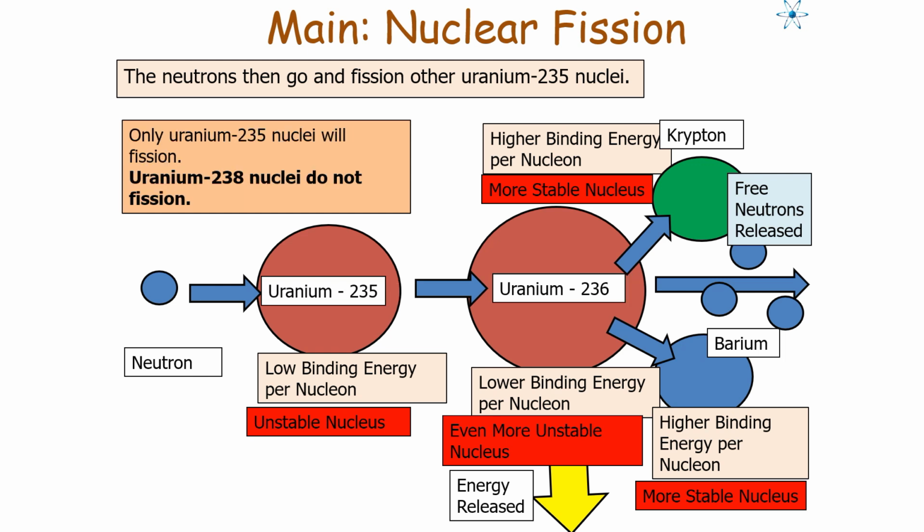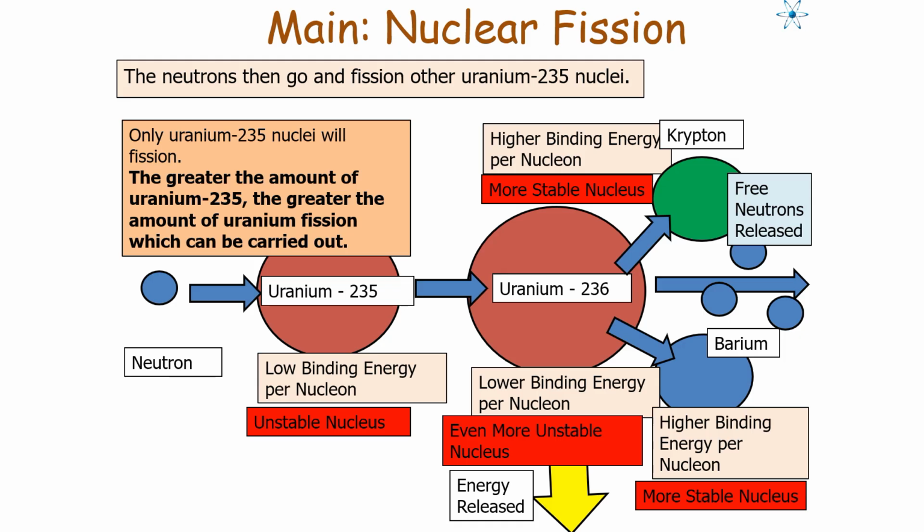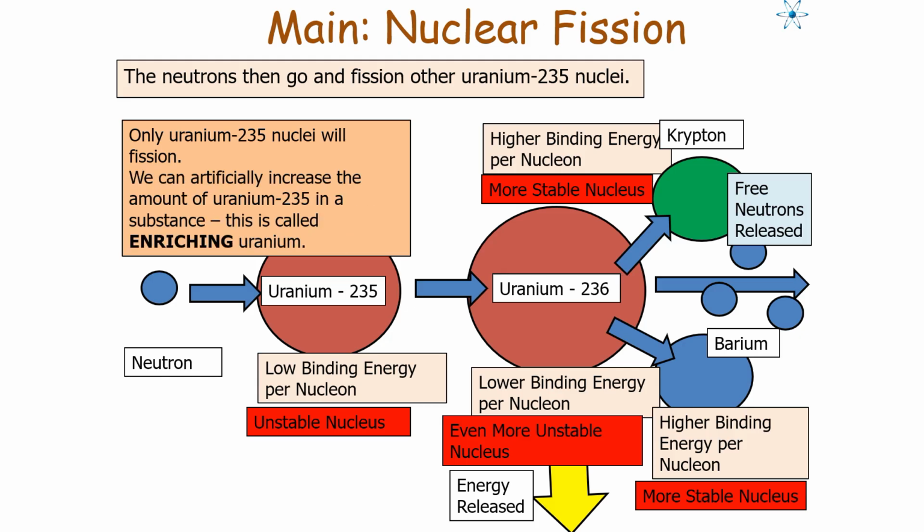Now only uranium-235 nuclei will fission, uranium-238 nuclei do not fission. So it tells us that the greater the amount of uranium-235, the greater the amount of fission that will be carried out. Now we can artificially increase the amount of uranium-235 in a uranium substance, and we call this enriching uranium. Now why does uranium-238 not fission?